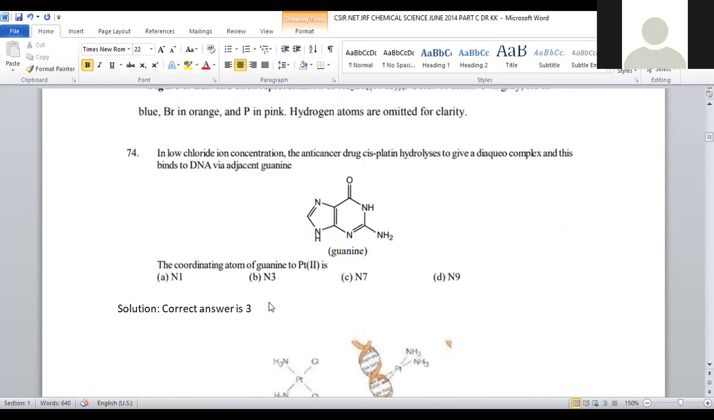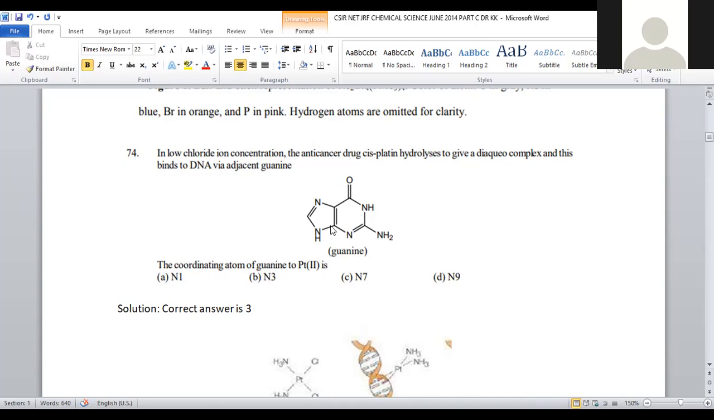Let us move on to question number 74. It is a part of bioinorganic chemistry. In low chloride ion concentration, the anti-cancer drug cisplatin hydrolyzes to give a diaqua complex, and this binds to DNA via adjacent guanine. According to the atom of guanine, platinum is bound to which coordinating atom of guanine?